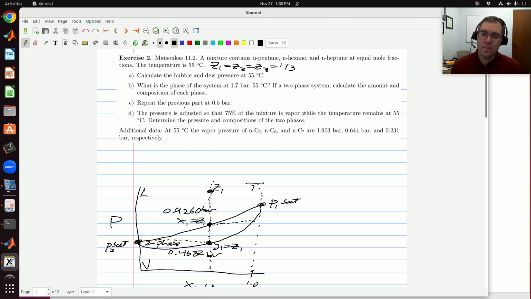Okay, cool. But what about at 0.5 bars? Well, 0.5 bars is greater than my dew pressure, which is 0.4682, and less than my bubble point pressure, 0.9260. So now in C, I know I'm going to be two-phase.